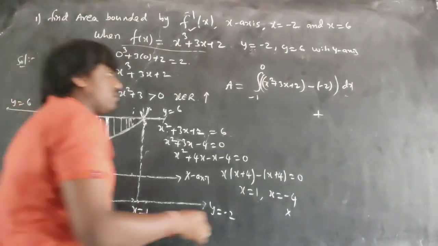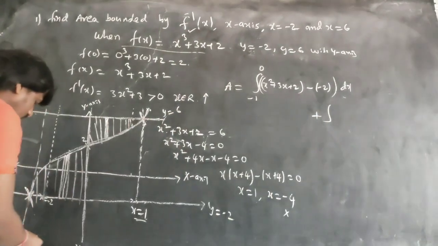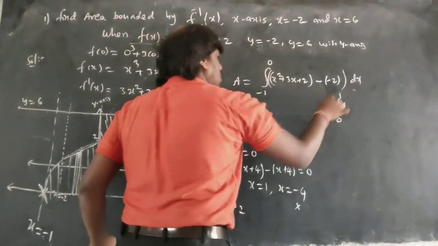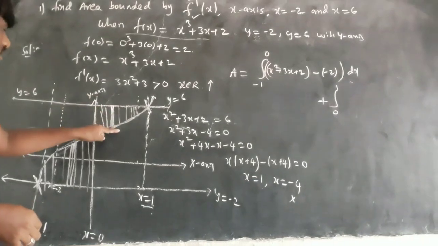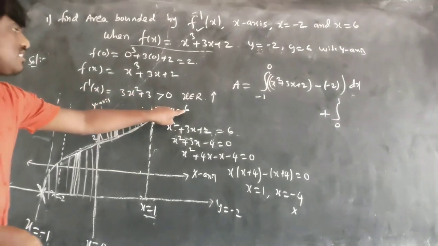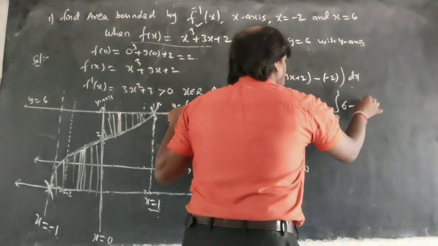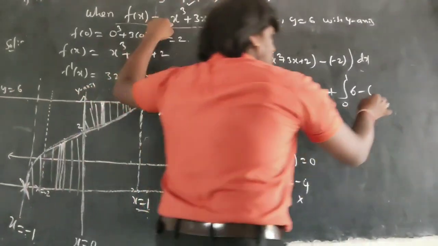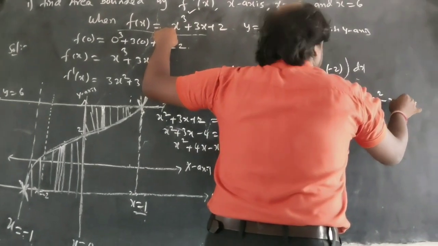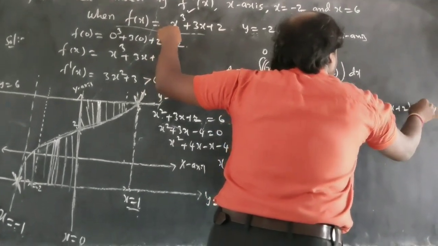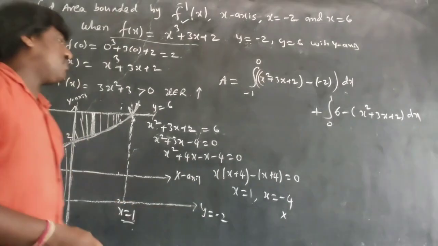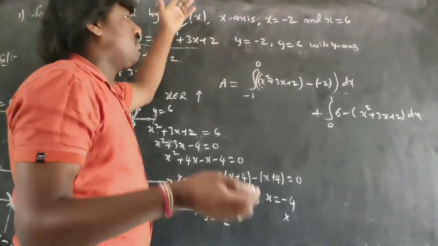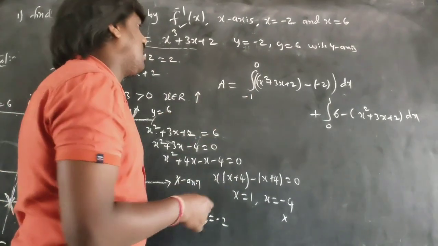Plus. Now what am I going to get? Integration, now from 0 to 1. Upper curve minus lower curve. What is the upper curve here? It is 6. Six minus the lower curve, which is the equation of the curve x square plus 3x plus 2, into dx. If you simplify this, this area and this area are both the same. So the final answer will be this.